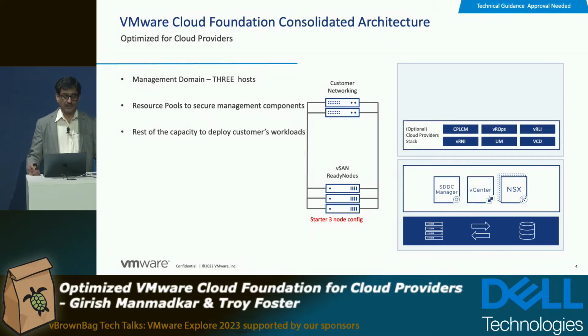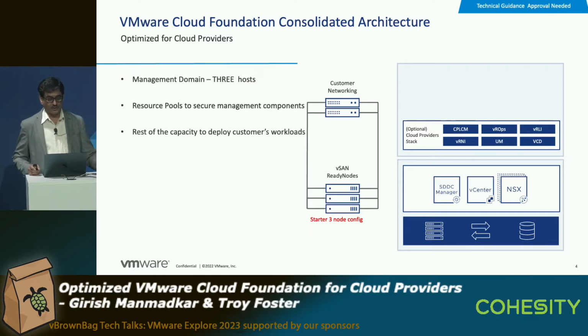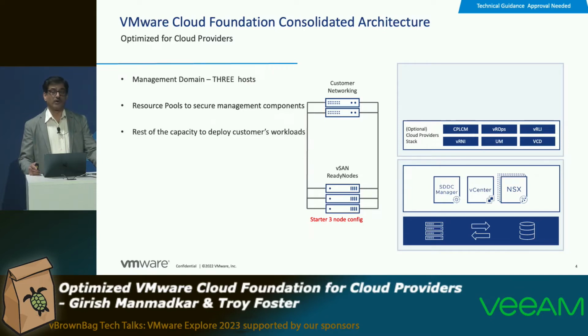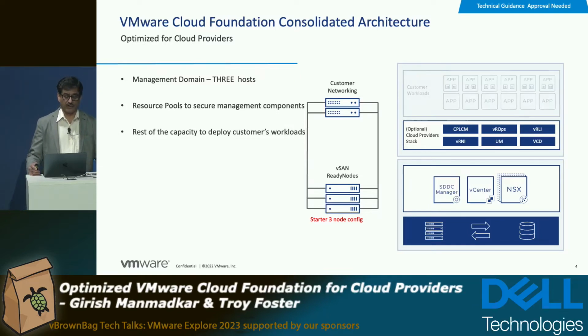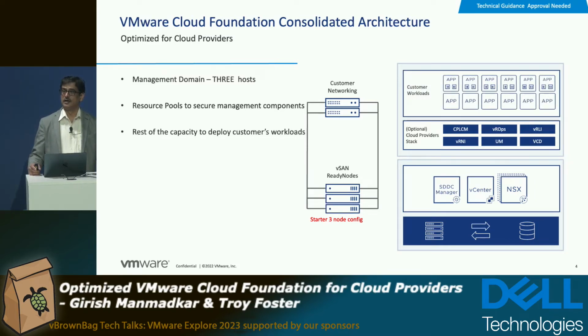On top of that, you are able to deploy various components, which are optional if you want to deploy them: usage meter, Cloud Director, and Log Insight. But depending on the server configuration, compute capacity, and available memory at hand for running customer workloads, you will determine whether you have enough capacity to run these additional components with the 3-node configuration. Available resources will be utilized by allocating a resource pool for customer workloads.